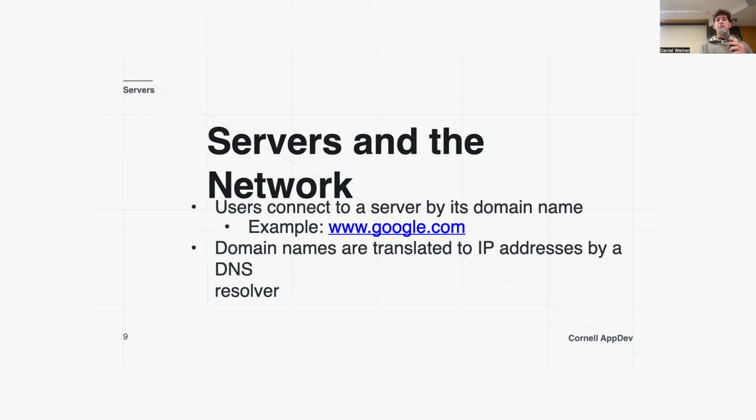And those domain names, which would be Google, are translated to IP addresses by a DNS resolver. DNS stands for domain name system. And that acts like a phone book, if we're keeping that analogy, translating the human-friendly, easy-to-use domain names into IP addresses that computers more easily understand.